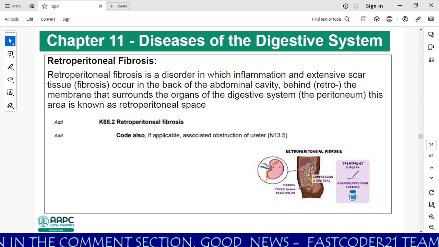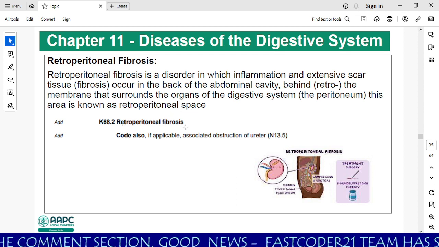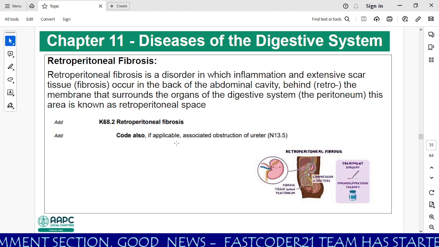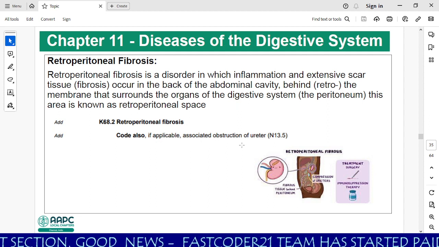So here they have added the code K68.2 retroperitoneal fibrosis. If it is applicable, we need to code associated obstruction of the ureter.